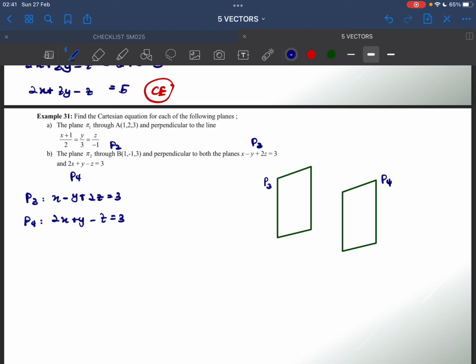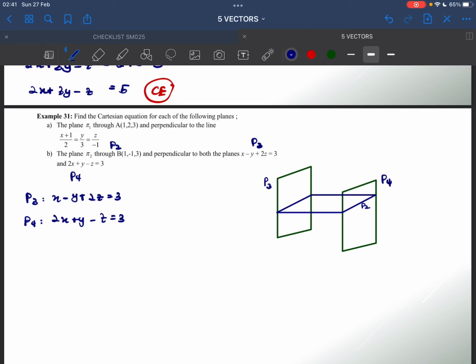So what we can do here is we have another plane that is perpendicular to these two planes here. It's going to look something like this. So this is P2 that we want to find. Okay, that is P2. So how to find P2?